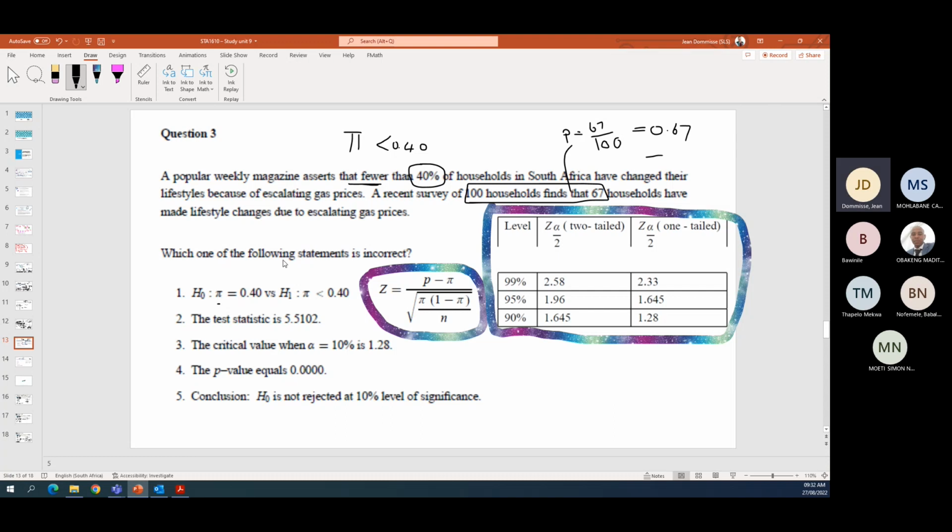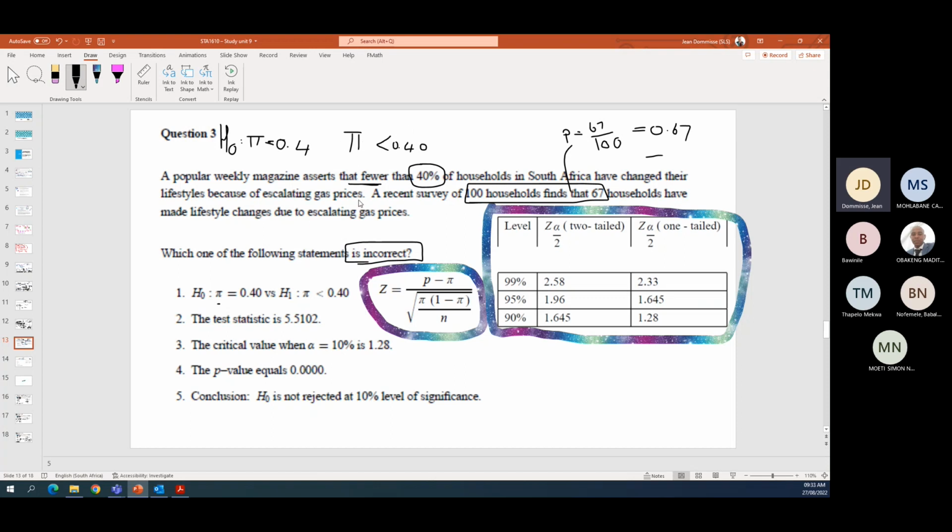Okay, so let's see what they ask us. Which of the following is incorrect? Okay, null hypothesis is always equal to. So null hypothesis is always equal to. Okay, so that is fine. That is how it's going to be. Your alternative is then opposite.